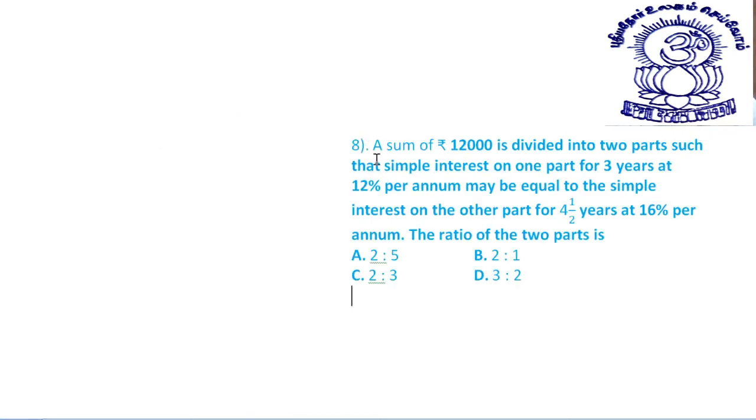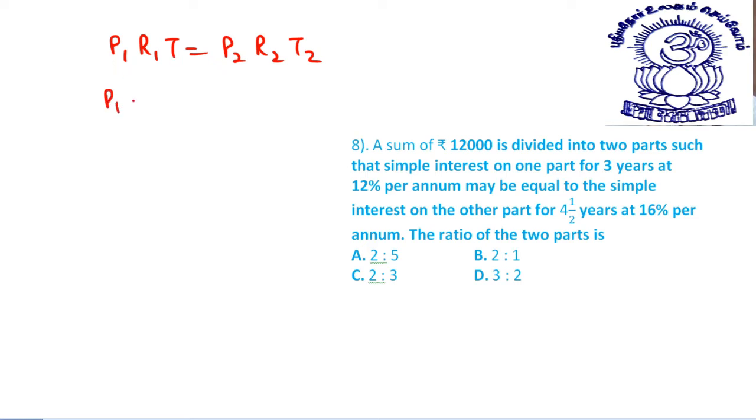Now we have almost a similar question to what we have done in the previous parts, but this is even shorter. This is one step lesser. A sum of rupees 12,000 is divided into two parts such that the simple interest on one part for 3 years at 12% per annum may be equal to the simple interest on the other part for 4.5 years at 16% per annum. The ratio of the two parts is, see, if I directly apply the formula P1 R1 T1 is equal to P2 R2 T2, I am not even writing the parts. I just need to find the ratio.